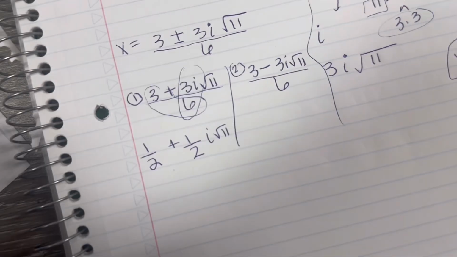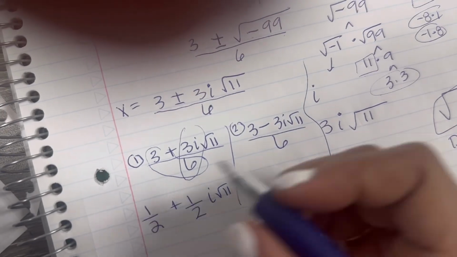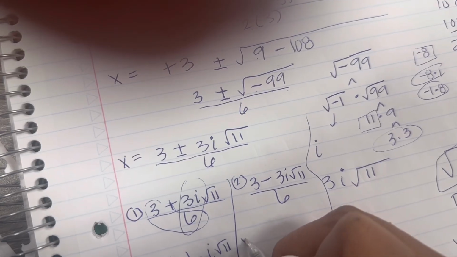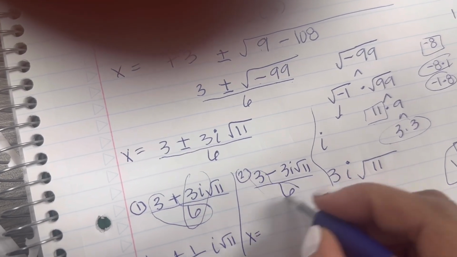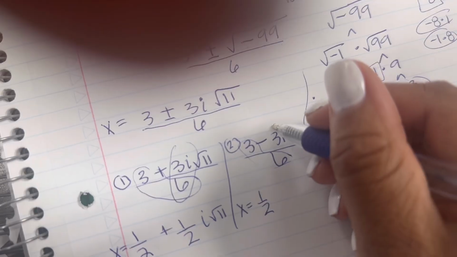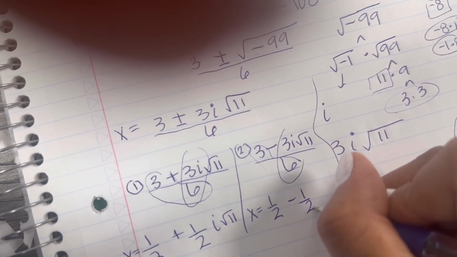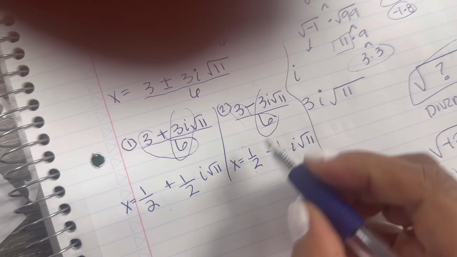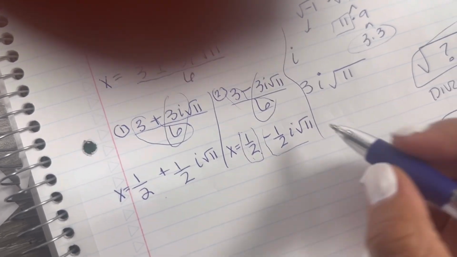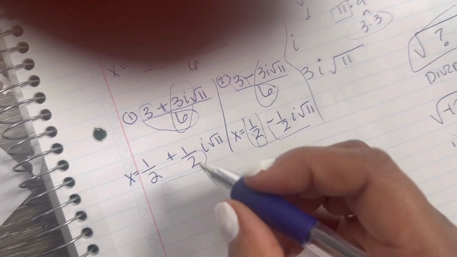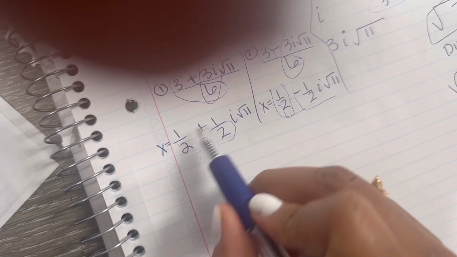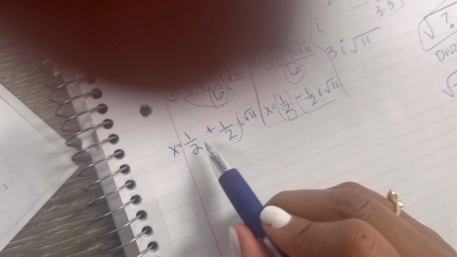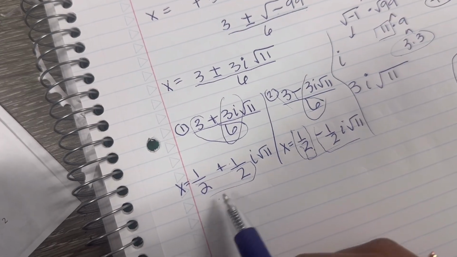That might be the way you see it, possibly, your answer choice. Same thing here. 3 divided by 6 is 1/2. 3 divided by 6 is minus 1/2 i radical 11. Both of these terms share the same denominator, so I believe you can add the numerators and keep the denominator. That's how you do math.